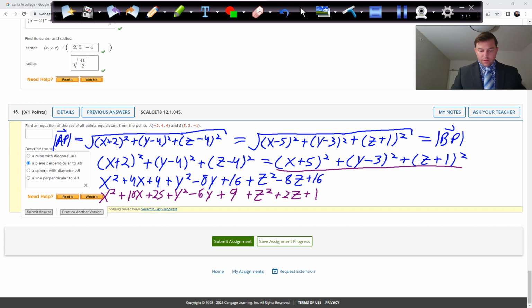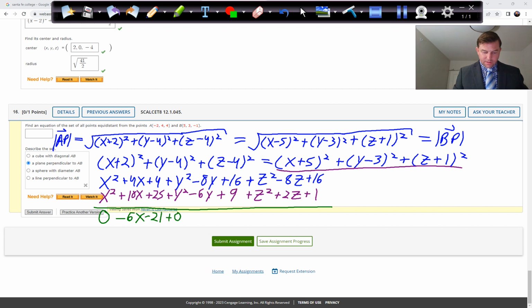So the blue's on the left, the purple's on the right. I want to move everything to one side, and that means I'm going to subtract. So to do this really easily, I've got everything lined up. All we have to do is draw a line and subtract going down. So x squared will cancel. 4 minus 10 is minus 6x. 4 minus 25 is minus 21.